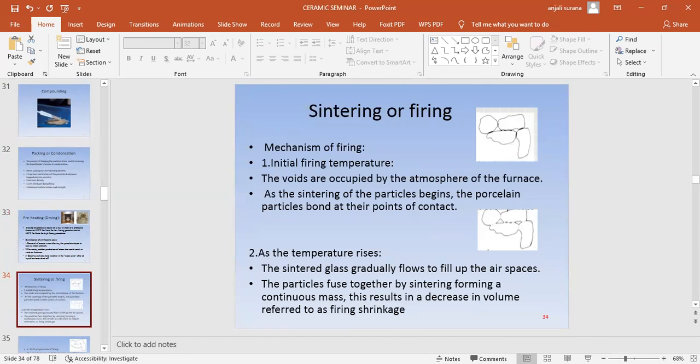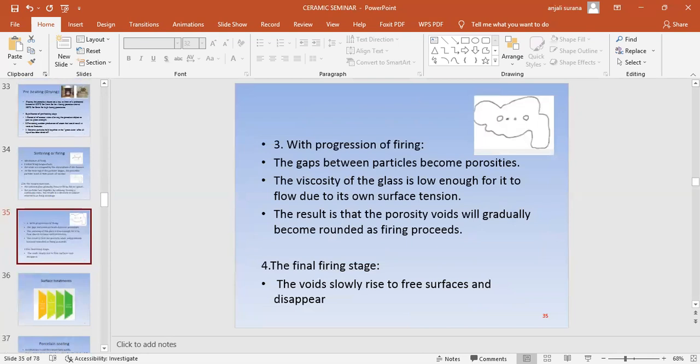As the sintering of the particles begins, the porcelain particles bond at their points of contact. As the temperature rises, the sintered glass gradually flows to fill up the air spaces. The particles fuse together by sintering, forming a continuous mass. This results in a decrease in the volume referred to as firing shrinkage. Next, with progression of firing, the gaps between the particles become porosities. The viscosity of the glass is low enough for it to flow due to its own surface tension. The result is that the porosity voids will gradually become rounded as firing proceeds. In the final firing stage, the voids slowly rise to free surfaces and disappear.